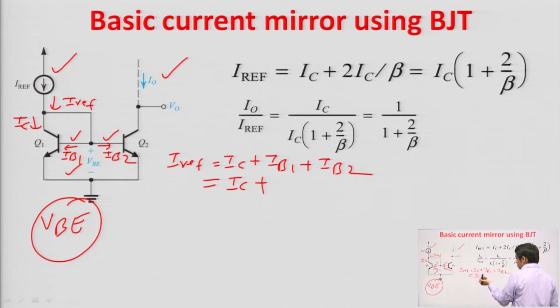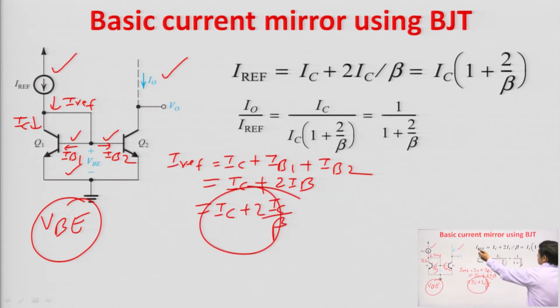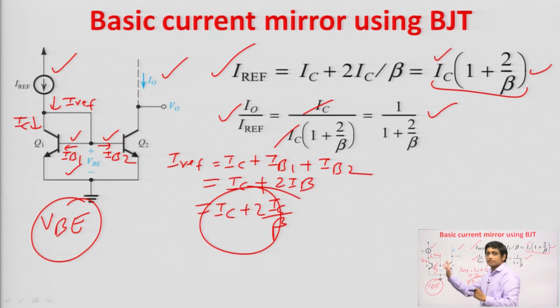and since both are matched transistors, let us say IB1 is equal to IB2, that is equal to IB. So, we can write it as 2 IB, and what is IB? IB is IC by beta, fine. The same thing here, the first equation, just see to it, IC plus 2 IC by beta, take IC common. Now, I naught upon I reference will be IC upon IC into 1 plus 2 by beta, IC will cancel out, then output current upon input current is equal to 1 upon 1 plus 2 by beta. Actually, this IC is your output current, because the collector current of both the transistors are same.